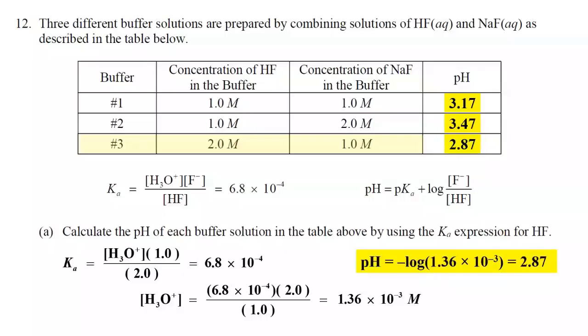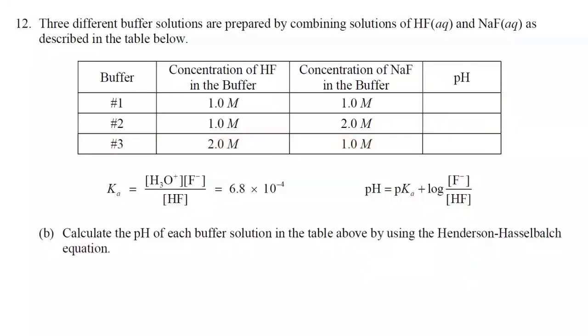Now, as we go on to part B of question 12, we see that we're still going to calculate the pH of each buffer solution in the table above, but this time we're going to use the Henderson-Hasselbalch equation to do that calculation. So here is the Henderson-Hasselbalch equation. pH equals pKa plus the log of the ratio of concentration of A minus over concentration of HA. So for this particular buffer, that would be concentration of fluoride over concentration of hydrofluoric acid.